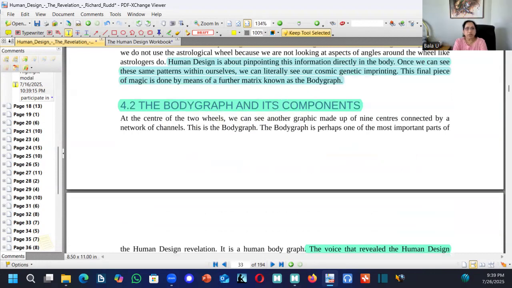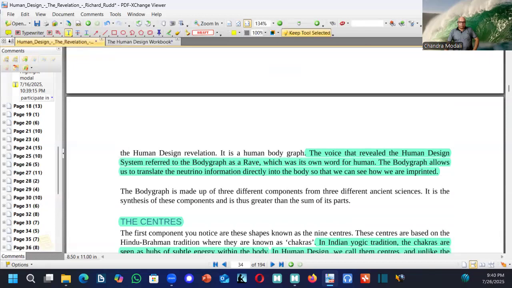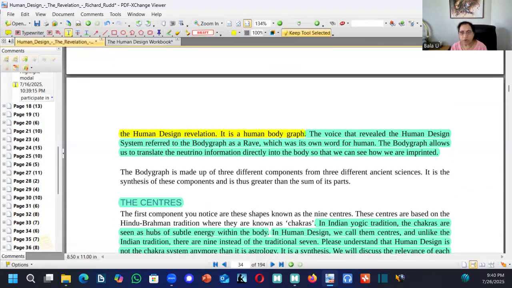At the center of the body graph and its components, at the center of the two wheels, we can see another graphic made up of 9 centers connected by a network of channels. This is the body graph. So he says 9 centers. Those are the different ones that we saw. The body graph is perhaps one of the most important parts of the human design revelation. It is a human body graph. The voice that revealed the human design system referred to the body graph as a rave, which was its own word for human.